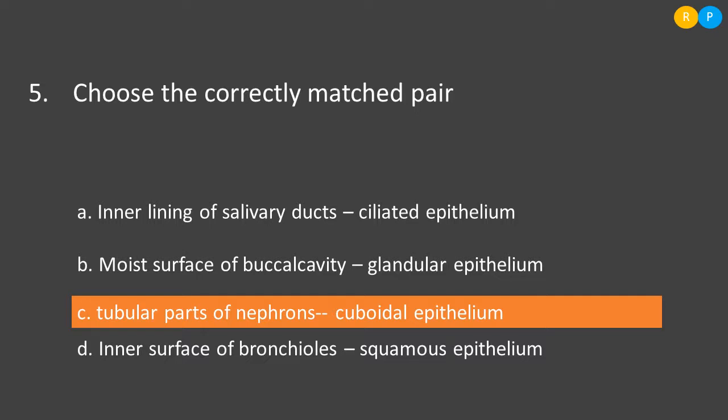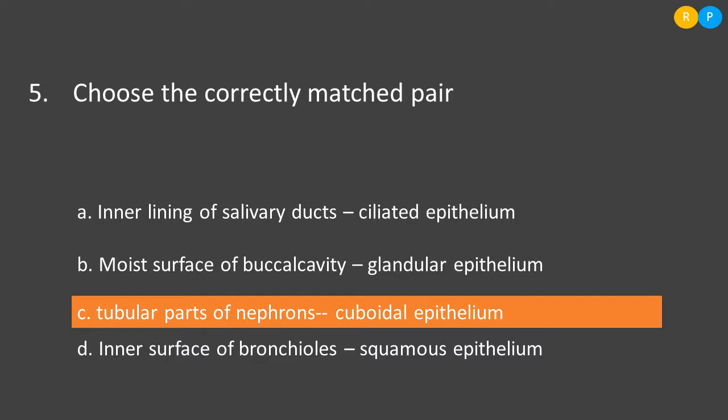Then option B, moist surface of buccal cavity. So the moist surface of buccal cavity is also not made out of glandular epithelium. It is also made out of compound epithelium. So option B is also wrong. Then option C, tubular part of nephrons. So tubular part of nephrons, they are made out of cuboidal epithelium. Clear? So this is the rightly matched one.